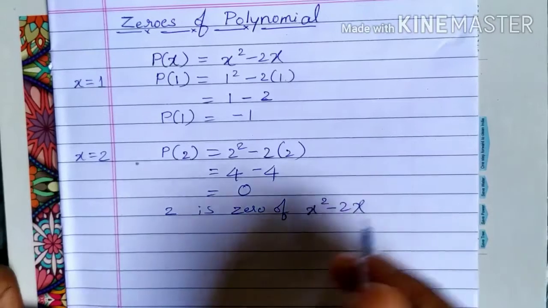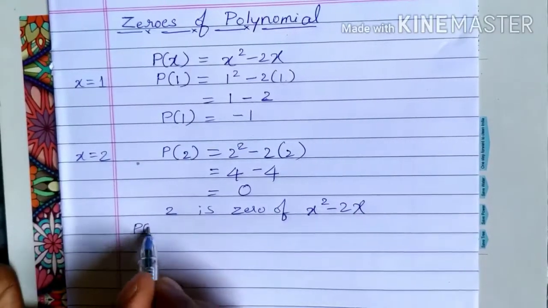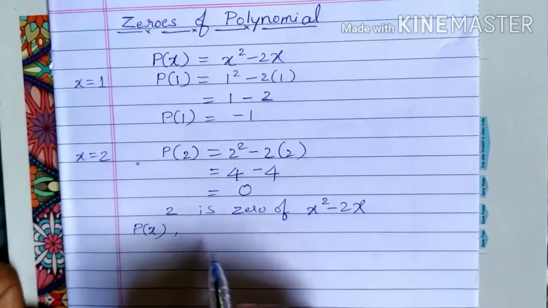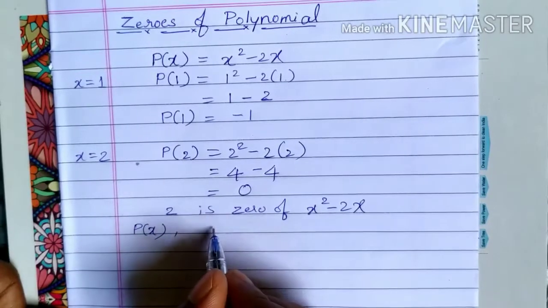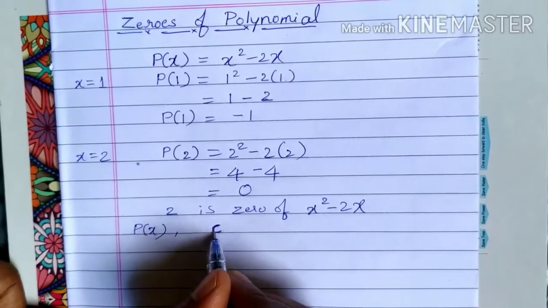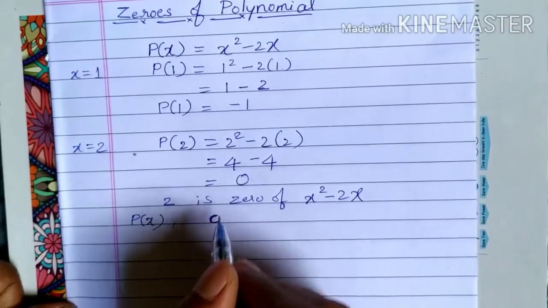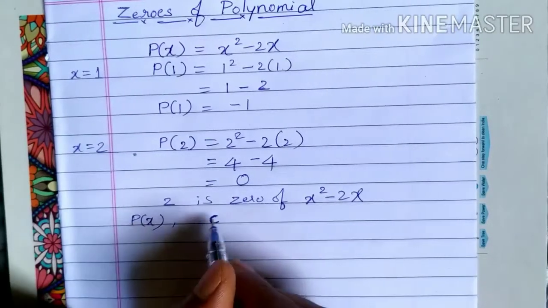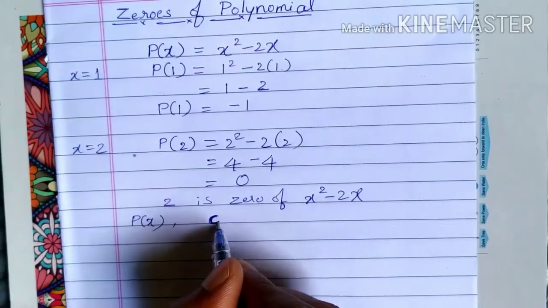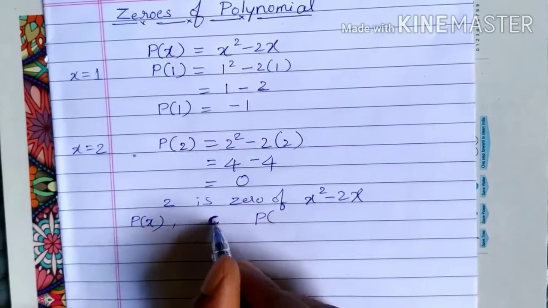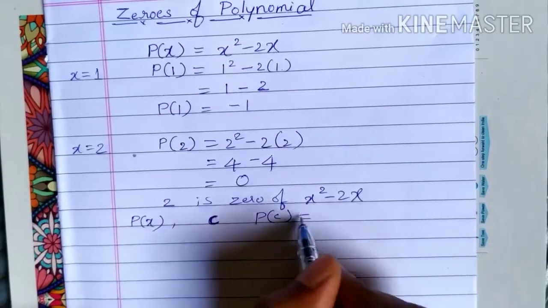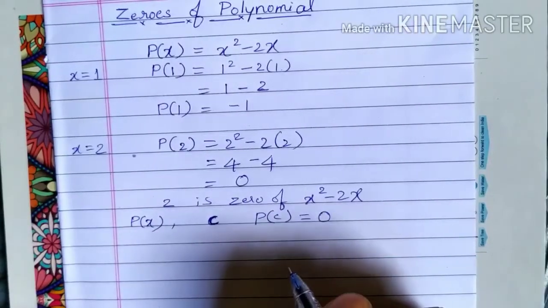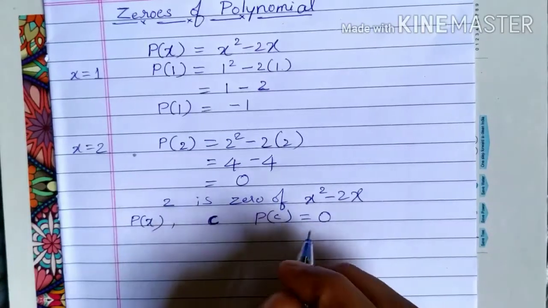In general, if you consider any polynomial p of x, then a zero of the polynomial is nothing but a number c. In the general case, it is just a number such that when you substitute that number in the polynomial, the answer is equal to 0. That is called a zero of the polynomial.